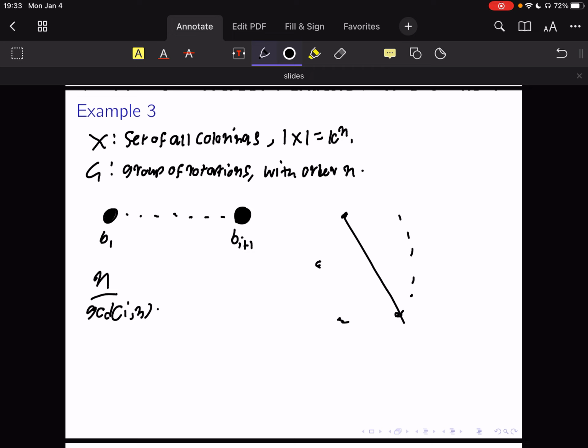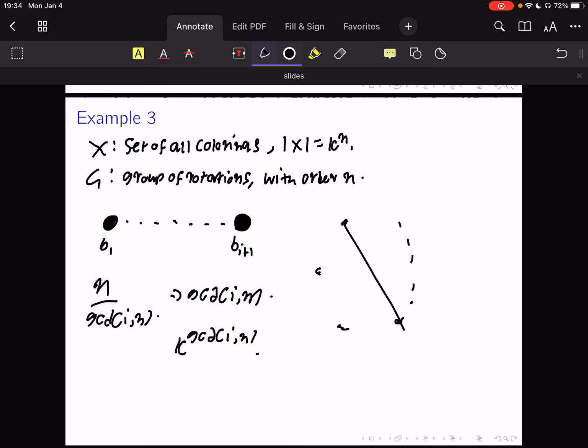This separates the beads into precisely GCD of i and n groups, which each yield k to the GCD of i and n distinct colorings. So by Burnside's lemma, the total number of distinct ways would be 1 over n, since there are n rotations, times the sum from i equals 0 to n minus 1 of k to the GCD of i and n.